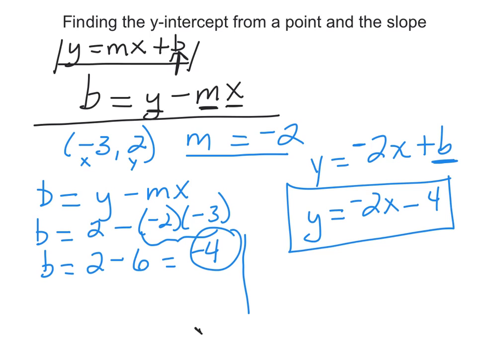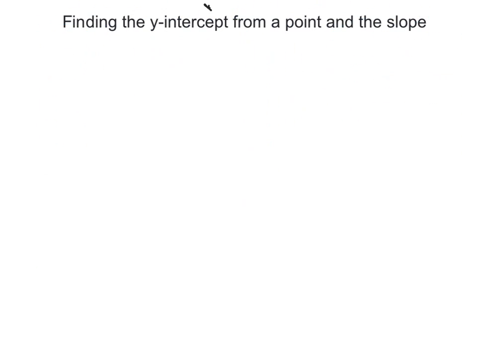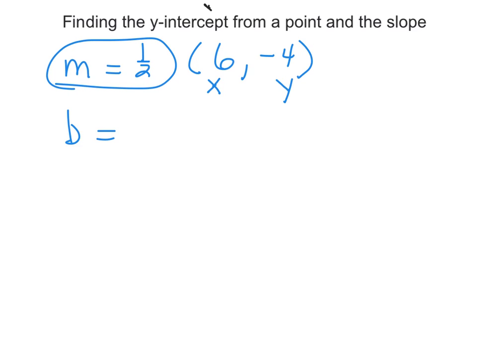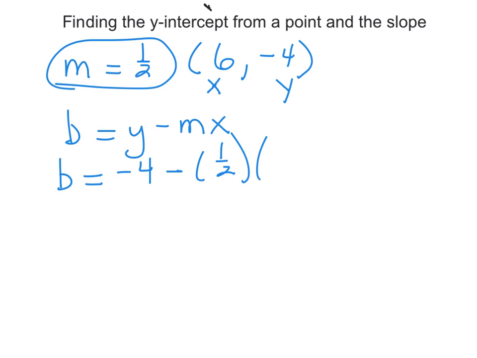Alright, so let's move up and try another one. Let's say this time we know that the slope is 1/2, and the point they give us is (6, -4). Again, what I tend to do when I'm first teaching this is have everybody label the x and the y, and this is already labeled m. Then the math teacher in me says you should write down the formula with no numbers, and now we're ready to plug numbers in. The b is what we're looking for. The y value is -4. Bring down the subtraction sign. Our m is 1/2, and our x value is 6.